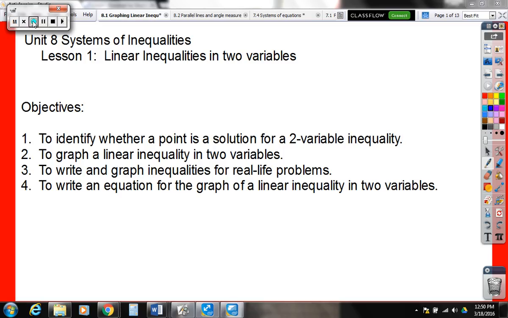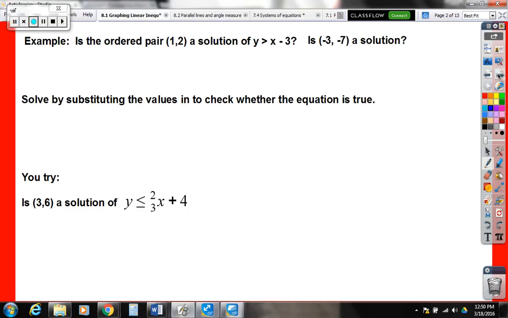Objectives are to identify whether a point is a solution for a two-variable inequality. So when we're solving equations, if we want to know if a point is a solution to the equation, what would we do to it? If we have a point (2, 1), and we want to know if it's a solution to an equation, how do we know? Plug it in. We're going to be doing the same thing for inequalities. We're also going to talk today about graphing linear inequalities in two variables. Objectives 3 and 4 will wait till part 2 of this presentation.